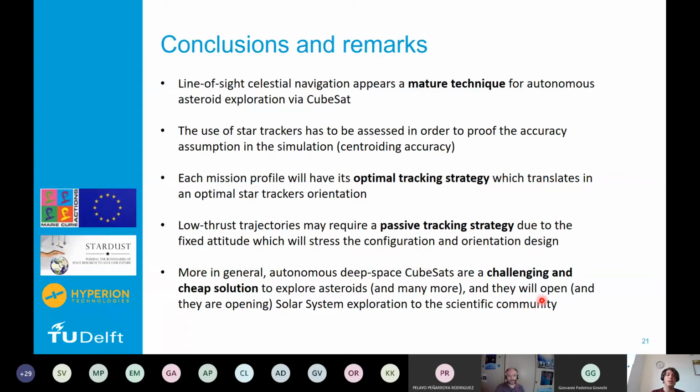To conclude, autonomous deep space CubeSats are a challenging and cheap solution to explore asteroids. And I'm sure that will open solar system exploration to the scientific community.